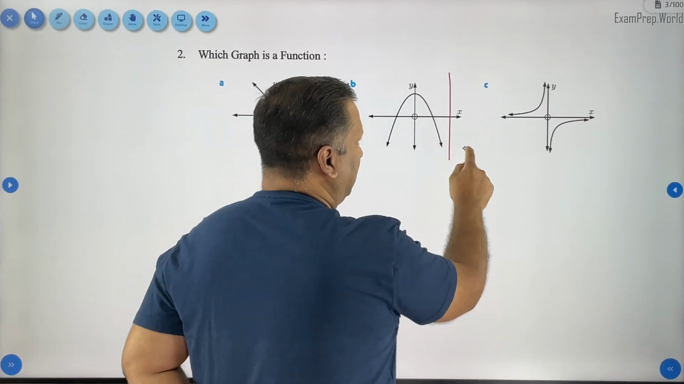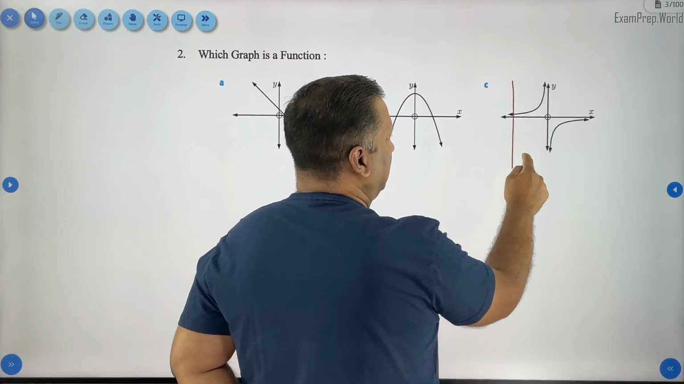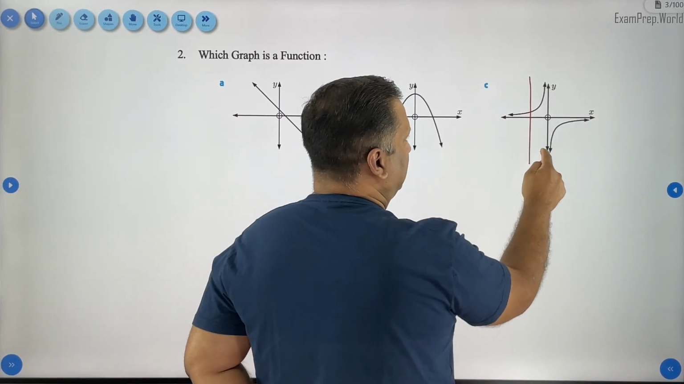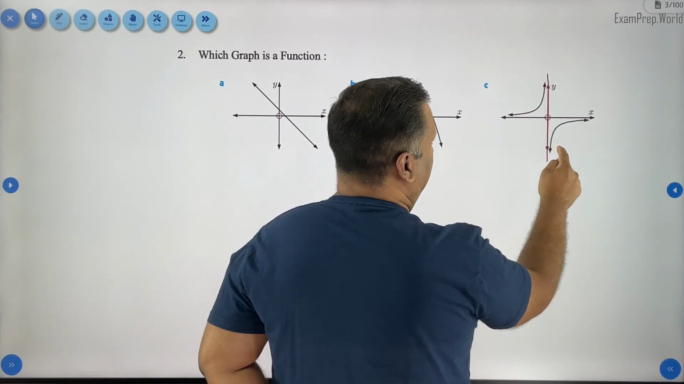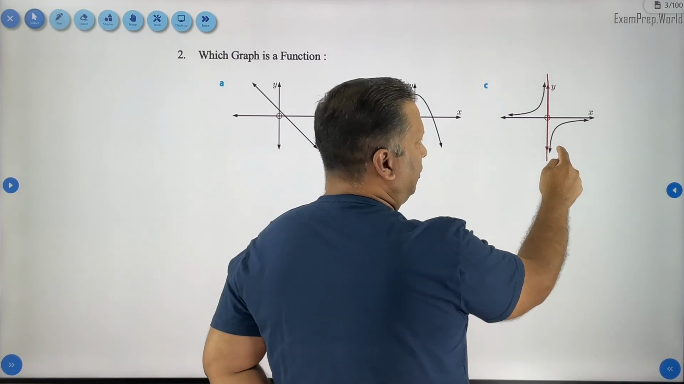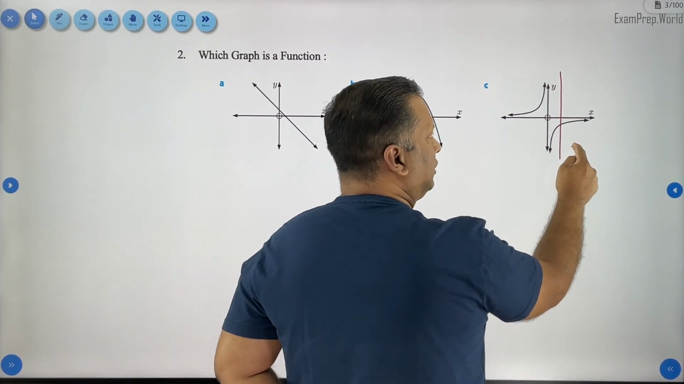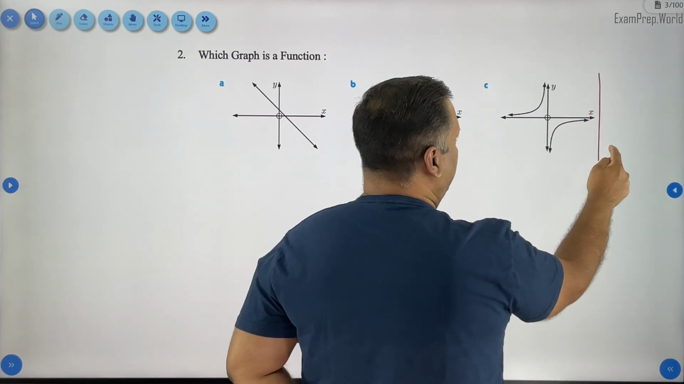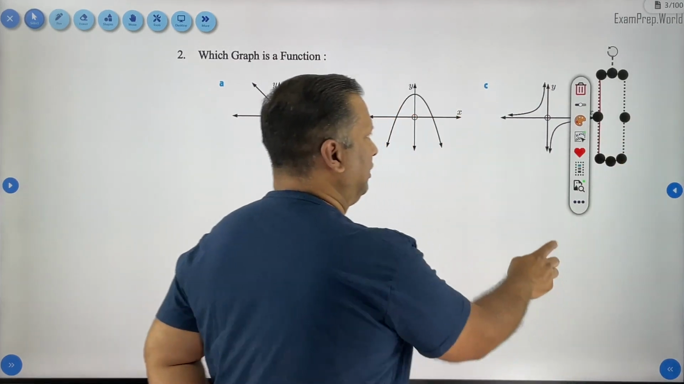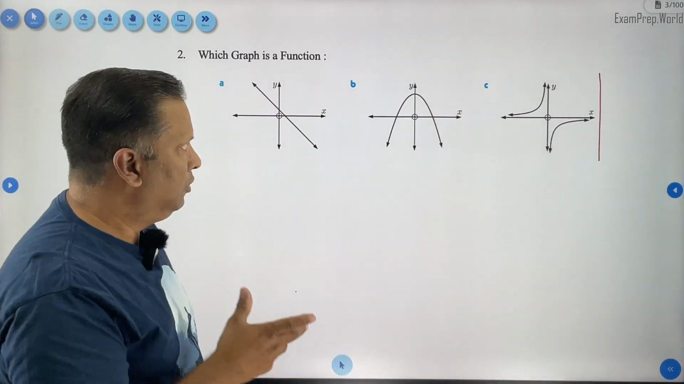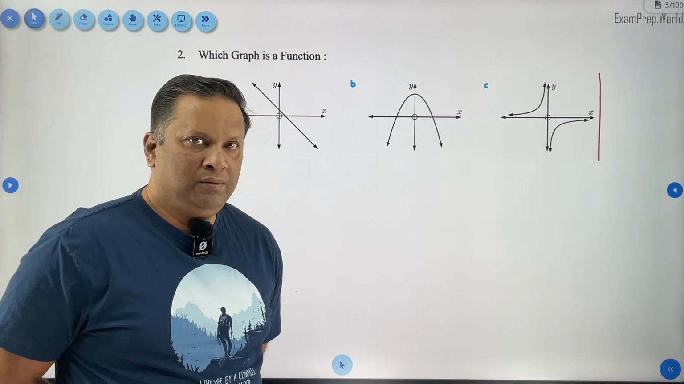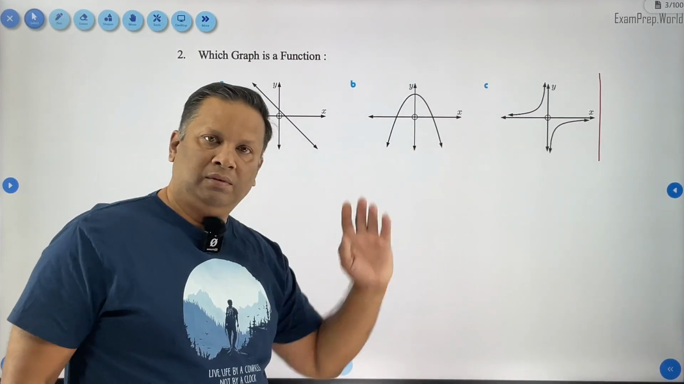Okay. Now let's come to C. C is touching at only one point. At the y-axis it is not touching. That's not a problem. But once we move right, again it is touching only at one point. So was there a situation where the red line was touching any one of those three graphs at two points? No. So all of them are functions.